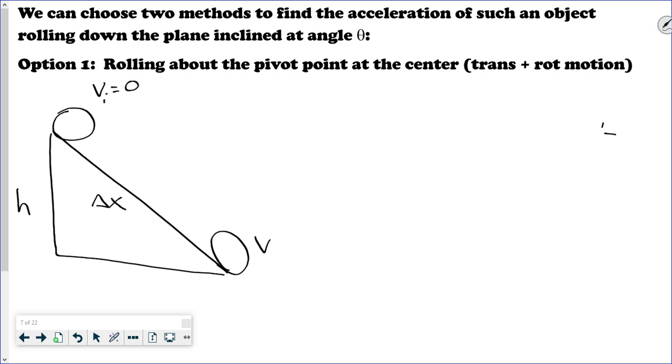So here are some things we know. First of all, it's a rolling object. So let's suppose that our rotational inertia is just beta m r squared, where m is the mass of the thing and r is the radius.